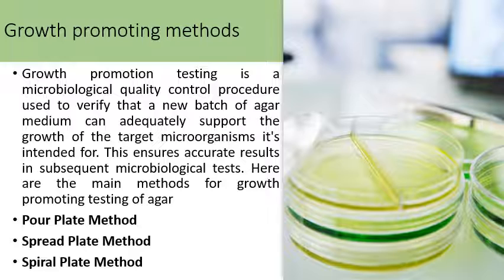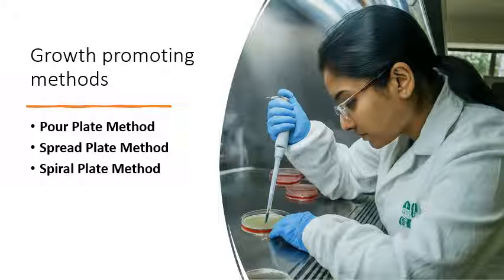Now we have 3 methods that are popularly used. We have the pour plate method, spread plate method, and the spiral plate method. I will explain these methods one after the other. The first method is the pour plate method. The pour plate method is a technique that is used for the enumeration and counting of viable bacteria in a medium.